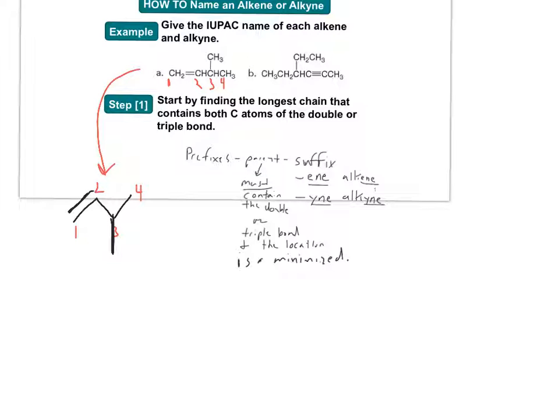So the longest continuous carbon chain containing the double bond is 4 carbons long. So that is a butyl or butane, or but is the prefix for it. But since it's an alkene, the double bond, and the starting position of the double bond is here, carbon number 1. The parent name is 1-butene. The 1 is needed to say that the double bond starts at carbon 1.